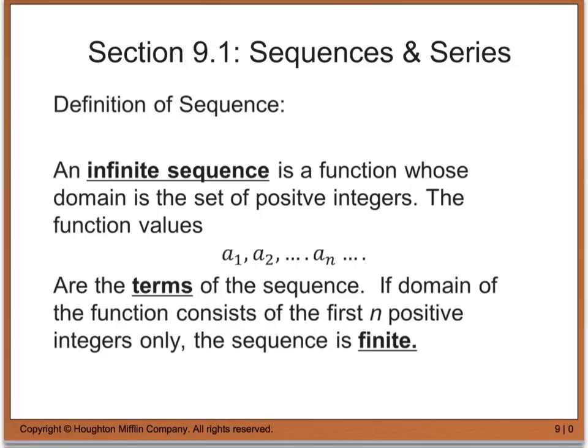Now, an infinite sequence is a function whose domain is a set of positive integers. And the function values a sub 1, a sub 2, a sub 3, whatever term we're looking at, these are called terms of the sequence. And if the domain of your function consists of the first 5 terms or the first 6 terms, then we say it's finite. If the sequence continues to go on, then we say it's an infinite sequence.